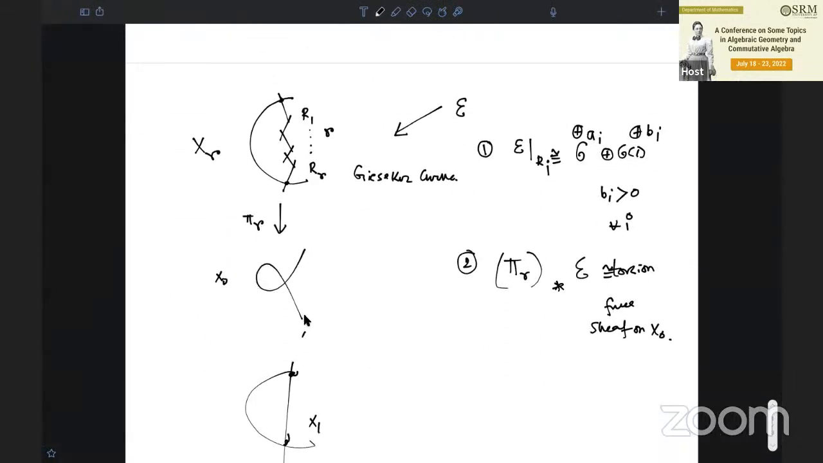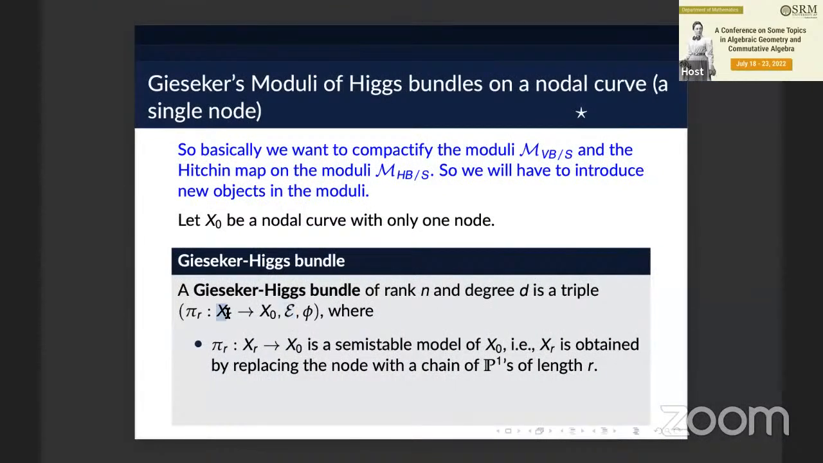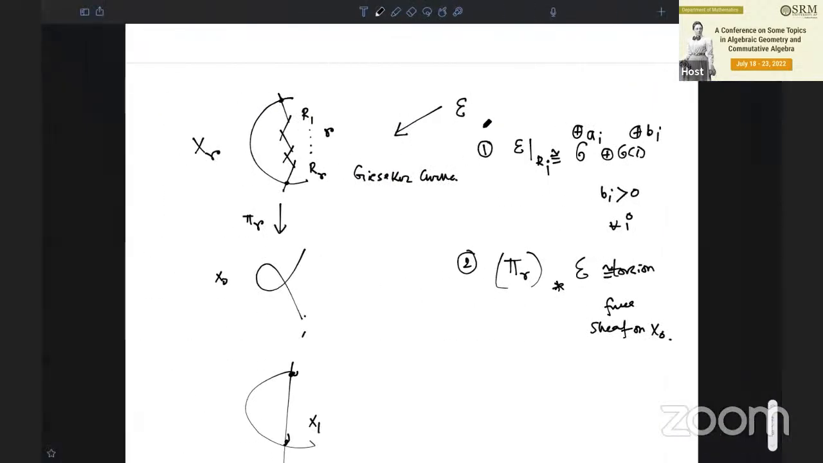So we have this nodal curve. We take its normalization and we insert a chain of P1s of length r along these two points. If there are exactly r P1s, we call it X_r, and the contraction map is pi_r. Then E is a vector bundle on this modification, which should have the following property. If you restrict this vector bundle to any of the P1s, call them R_1, R_2, up to R_r, then E restricted to R_i should be of the form O summed up to a_i times, and O(1) summed up to b_i times, but b_i should be a positive integer for all i.